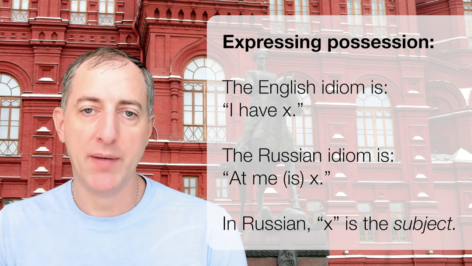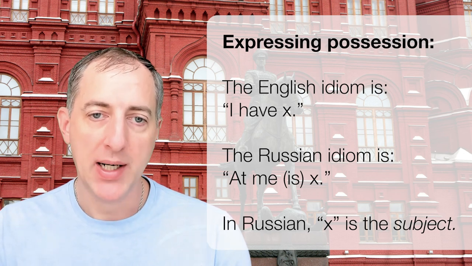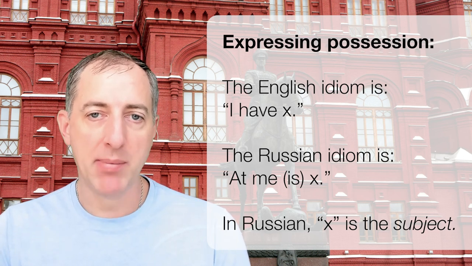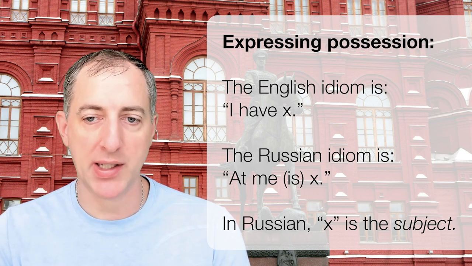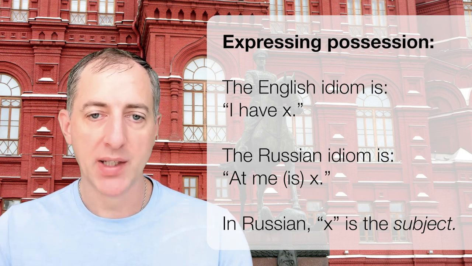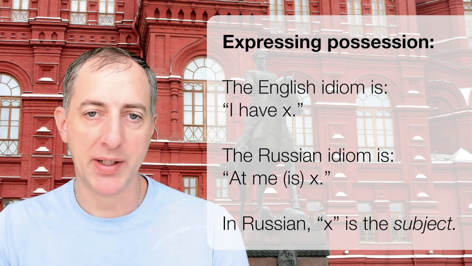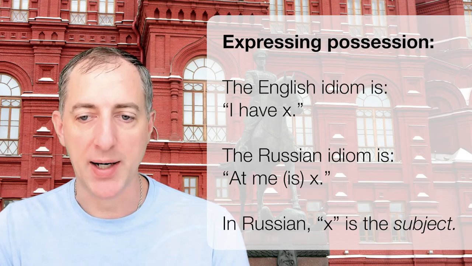So the English idiom for possession is basically I have, right? It starts with a subject and a verb and then a direct object. In Russian, the idiom is at me is blank. At me is blank. And that blank is going to be the subject of the sentence, right? A book is at me. At me is book. That book, or whatever it is, is going to be the subject. And for that reason, we'll use the nominative case in Russian, the same case forms we've been learning today.